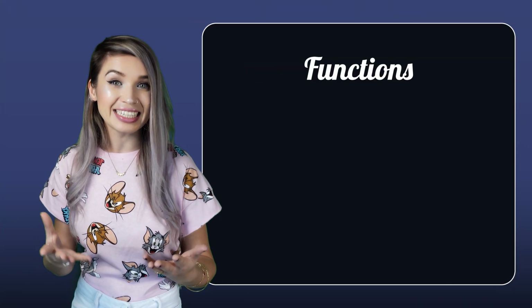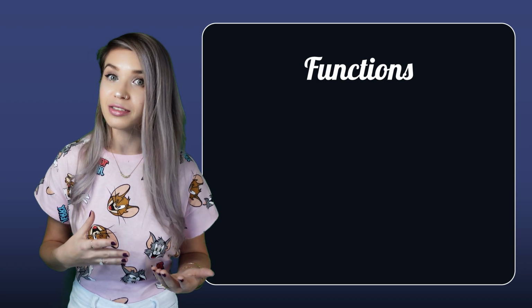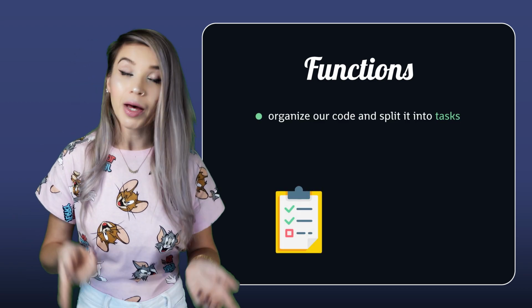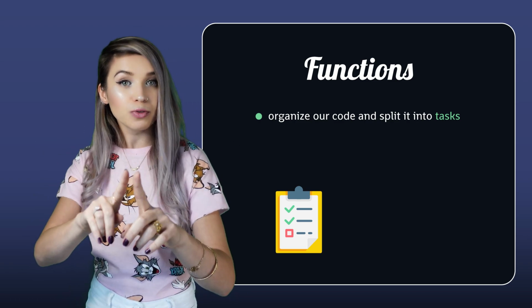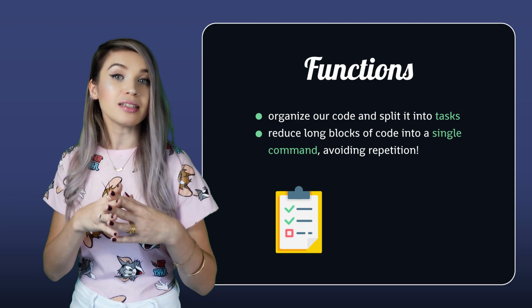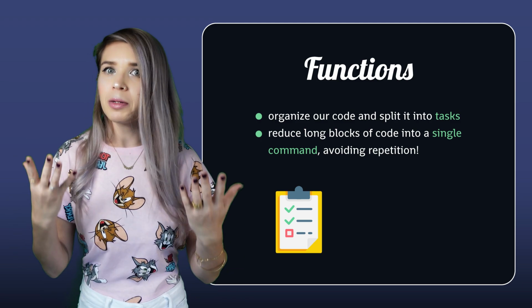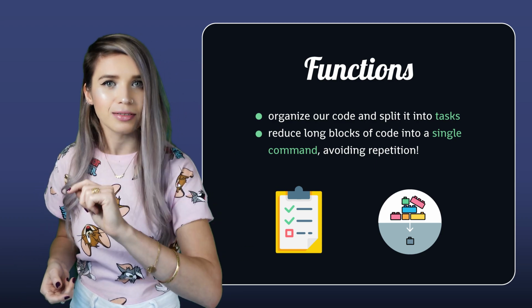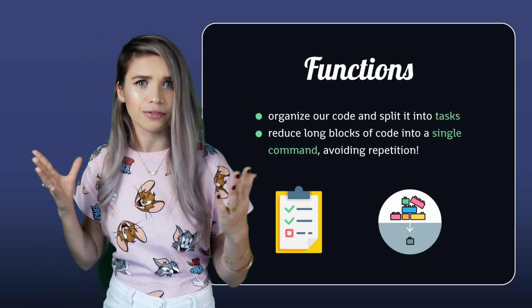Perfect. So we've seen that the primary goal of functions is to organize our code and to split it into tasks. But functions are also useful for avoiding repetition. So if we are planning to repeat a block of code, we will simply place it inside a function and reduce it to a single command, which will of course save us a lot of typing.